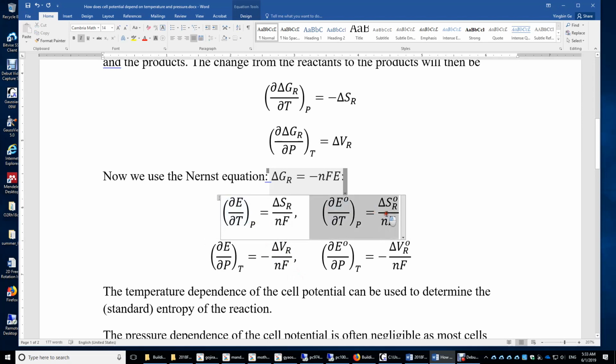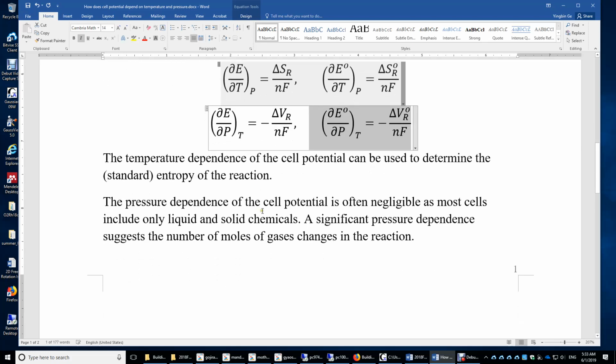On the right-hand side, these two are just the more general case. I put a naught here to specify the standard state. When you put a naught here for a cell potential or for a reaction, it means every single chemical is in its standard state. This is a hypothetical situation.